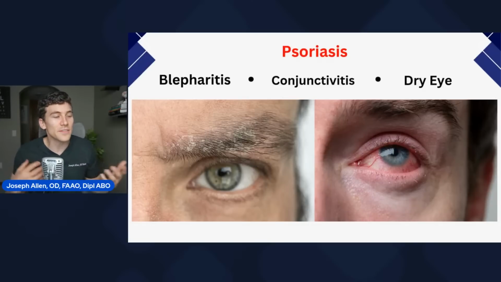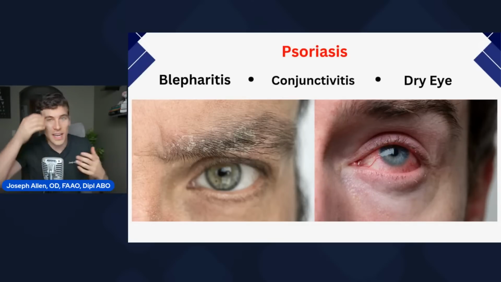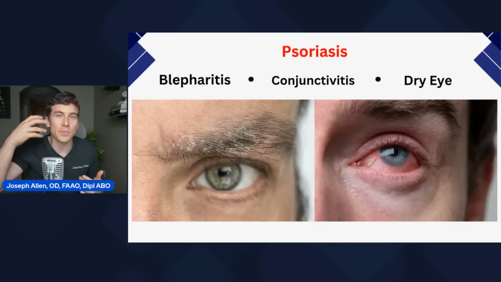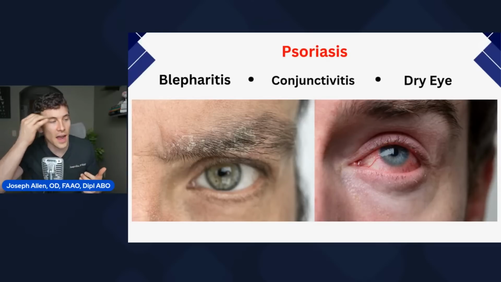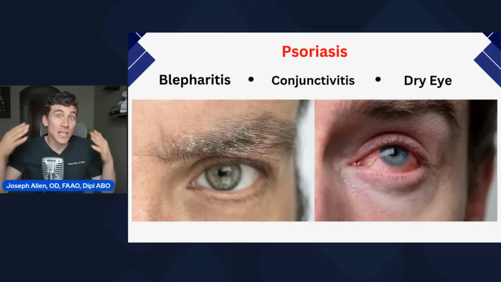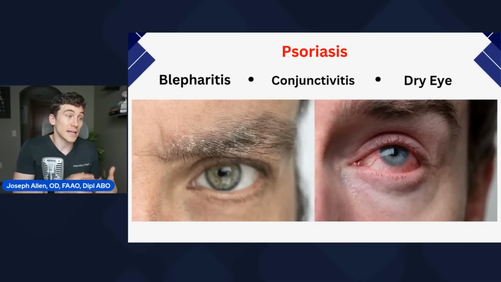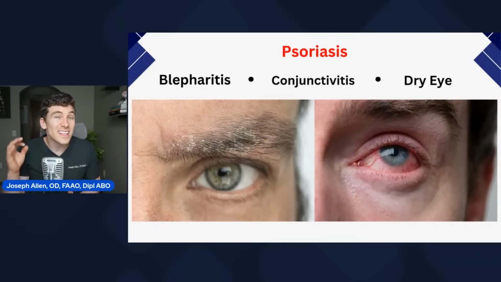Some of the different conditions it's connected with are blepharitis, where you'll see scaly, oily buildup along the eyelashes and the eyebrow here. You can have conjunctivitis, which is inflammation of the conjunctiva, the clear membrane on the surface of the eye, which could also be signs of bacterial conjunctivitis, like a pink eye, or a viral conjunctivitis, which is a pink eye. And then there's dry eye. It's all connected to those three, as well as uveitis again.